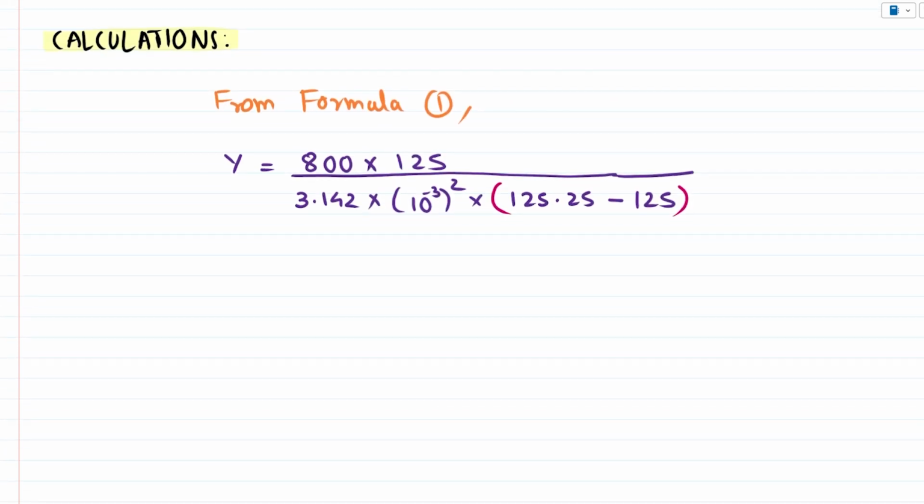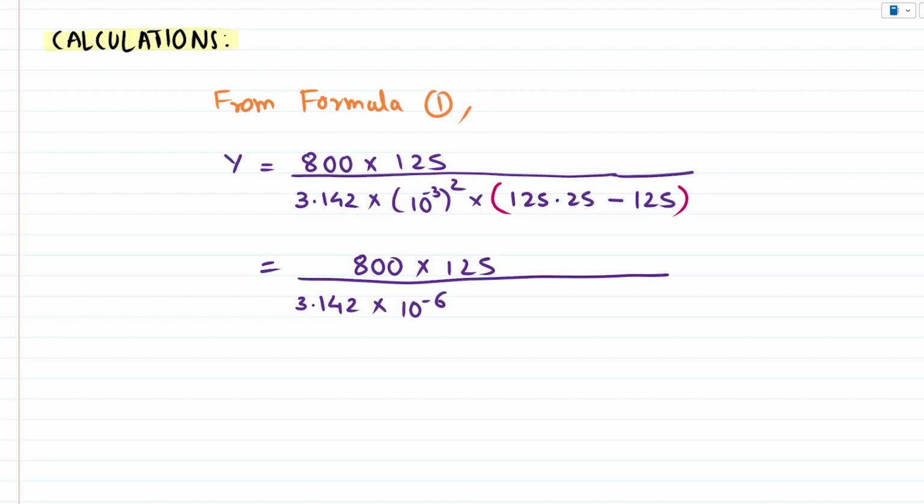So simple hai, let's do the initial calculations. So we have 800 into 125, let's keep it as it is because I think हमें आगे cancellation का chance मिलेगा. And then 3.142 we keep it as it is for time being. 10 raised to minus 3 ka square, we can open this bracket, so it becomes 10 raised to minus 6, and let's open this bracket. So 125.25 minus 125 gives us 0.25. So this value is 0.25, and let's simplify it thoda aur aage.